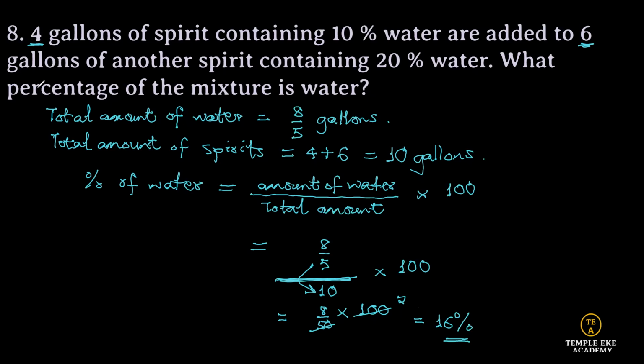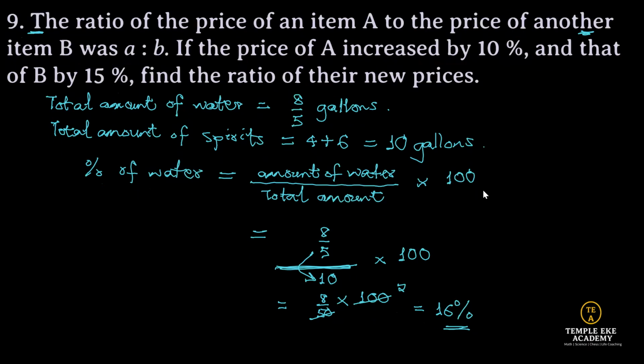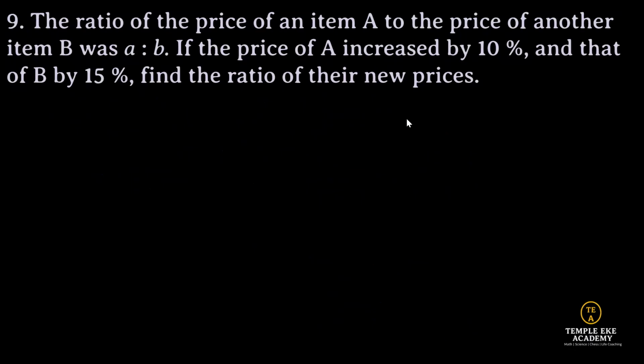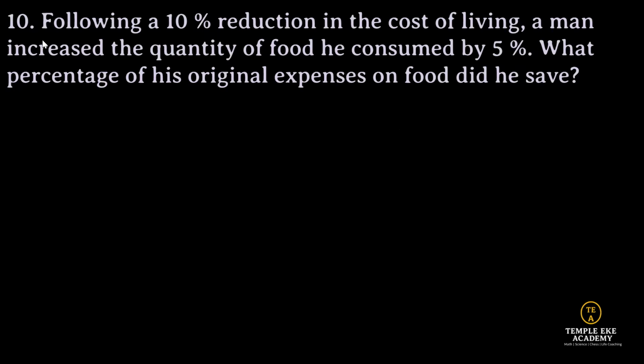Let's move on. Let's study this problem carefully. All right. Now we can get the traces out of the way. The ratio of the price of an item A to the price of another item B was A ratio B. If the price of A increased by 10% and that of B by 15%, find the ratio of their new prices. I'm going to create a short video to solve this calculation. So moving to the next one. And same for this, I'm going to create a short video for this.